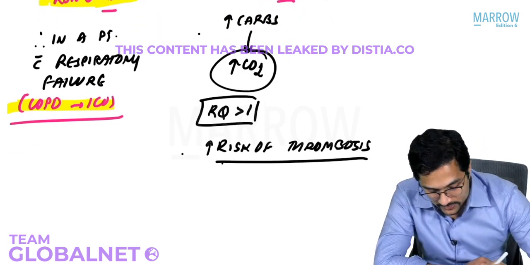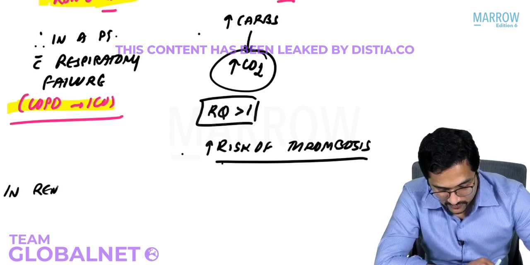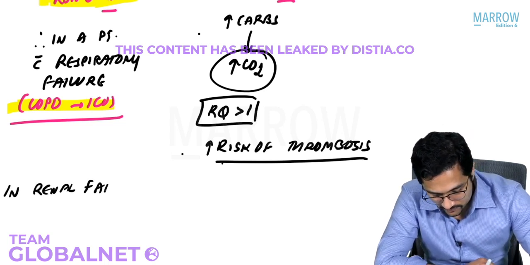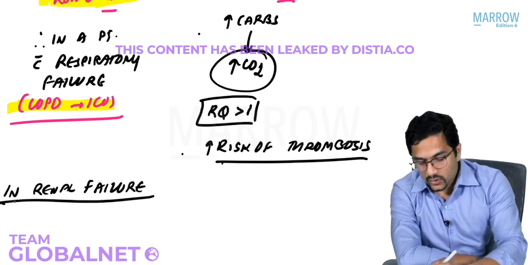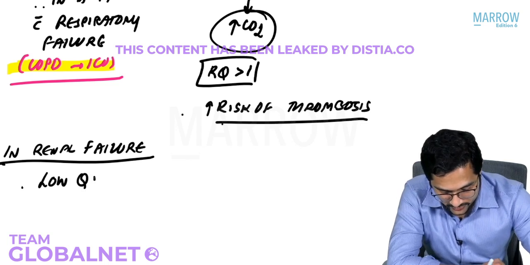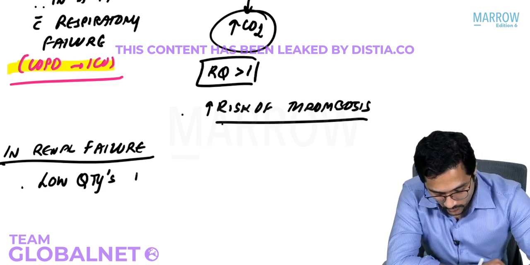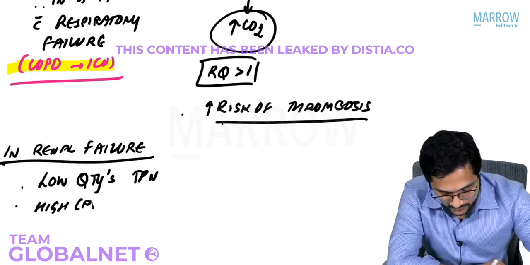Going by similar concept, if you have a patient with renal failure, in renal failure, we don't want to overload the kidneys. So we are going to use in renal failure a low quantity TPN which has high carbohydrate.